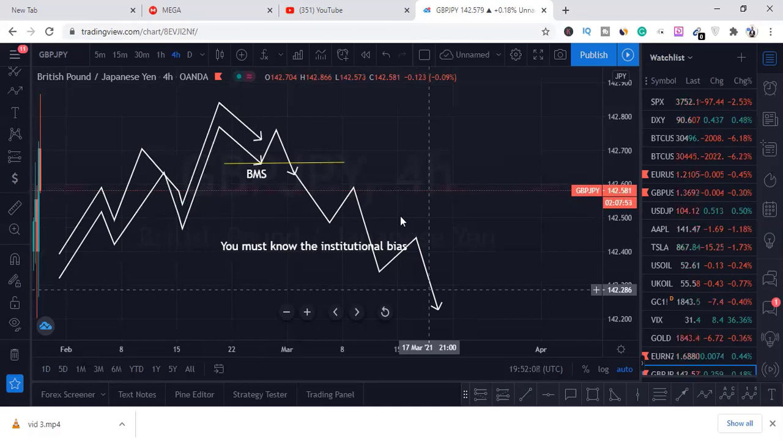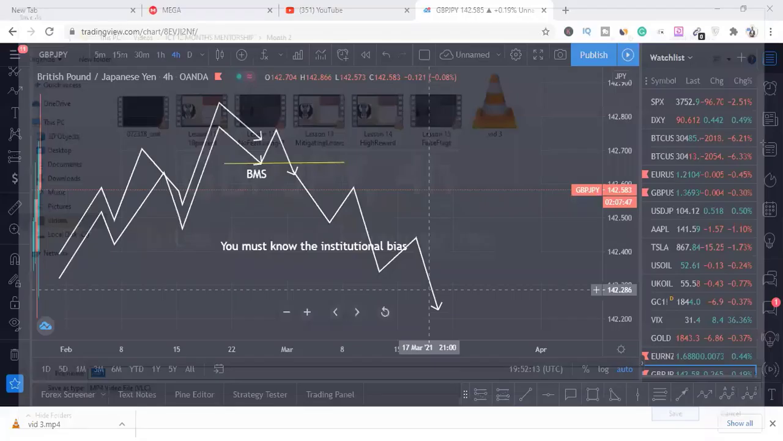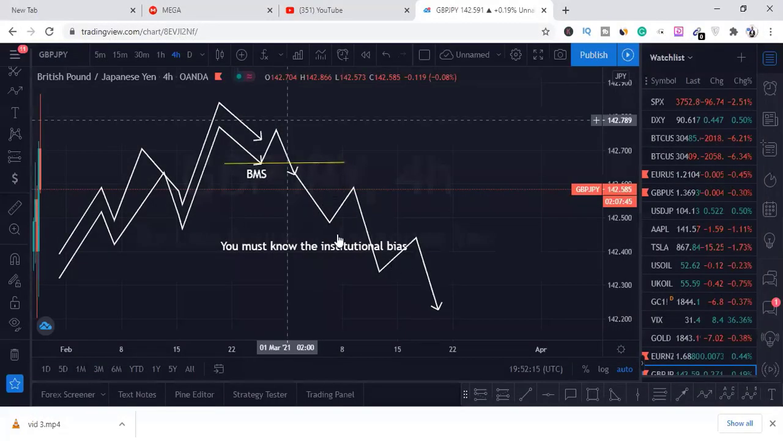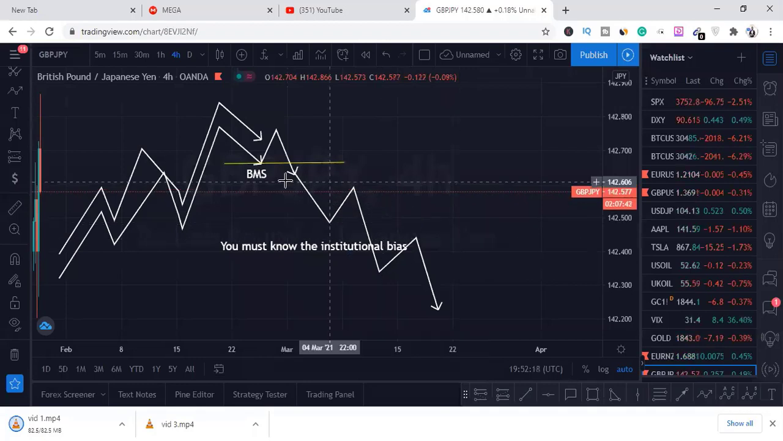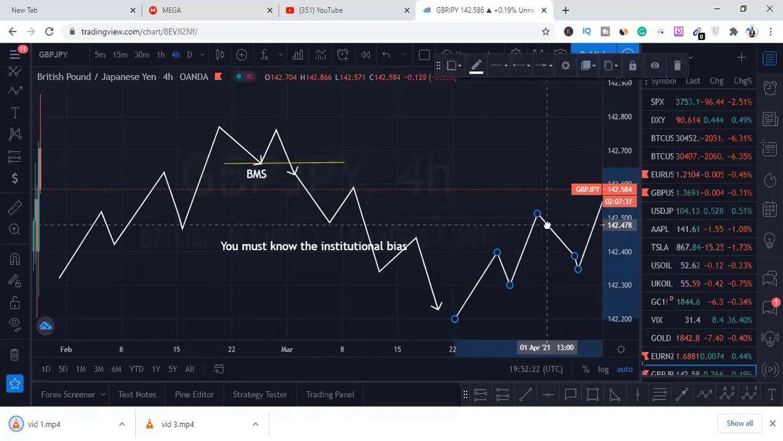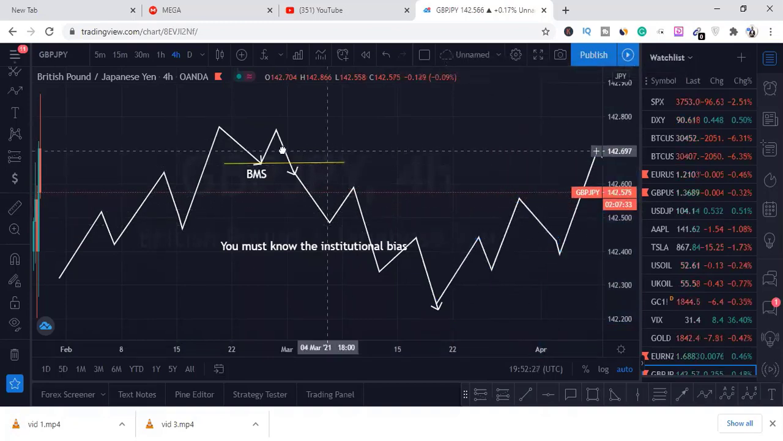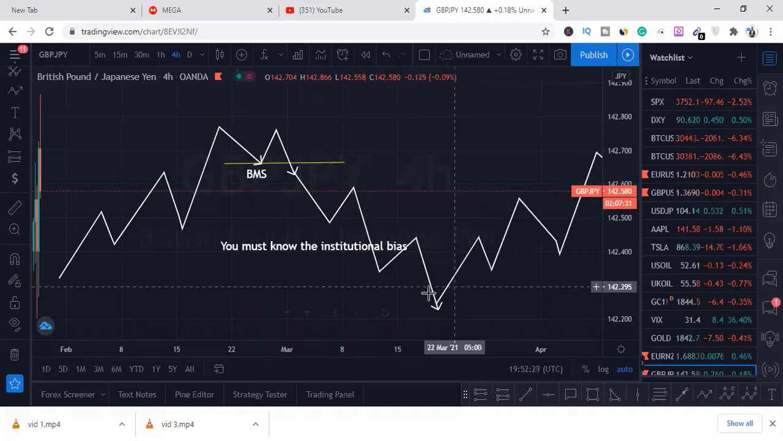So we can say this is a bearish market. To be on the safer side, it's better you take only trades that give you selling opportunity until there is a break in market structure like this.